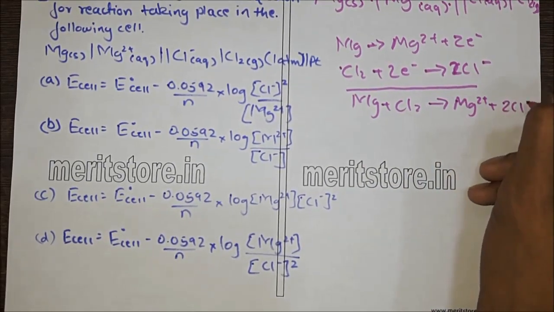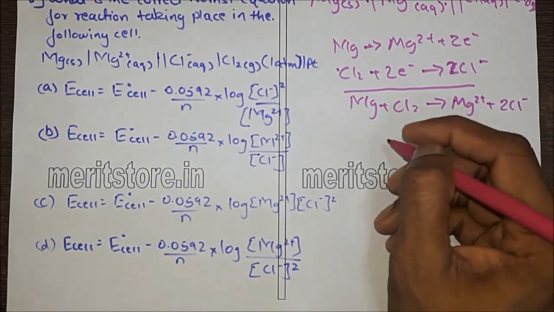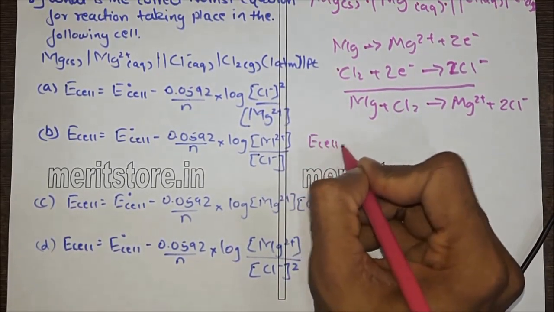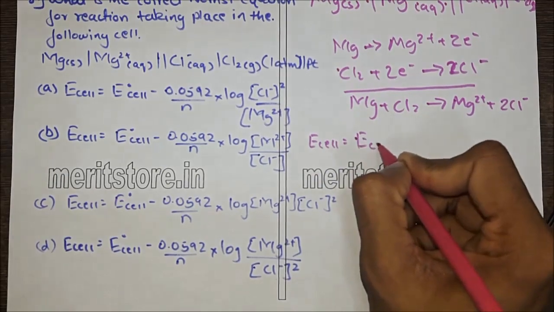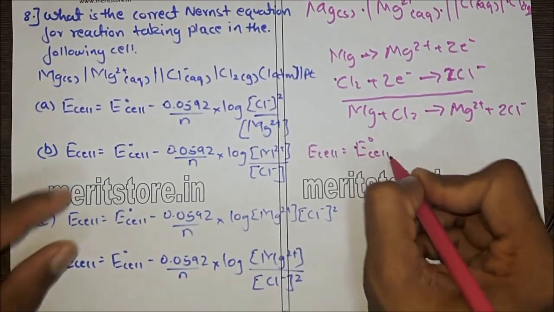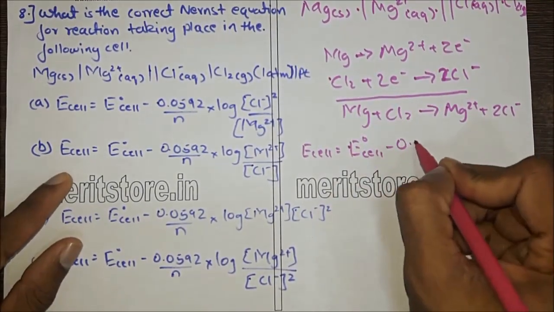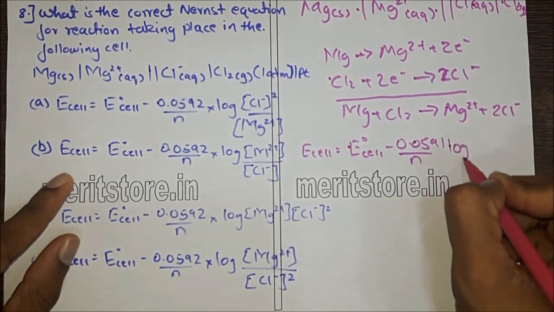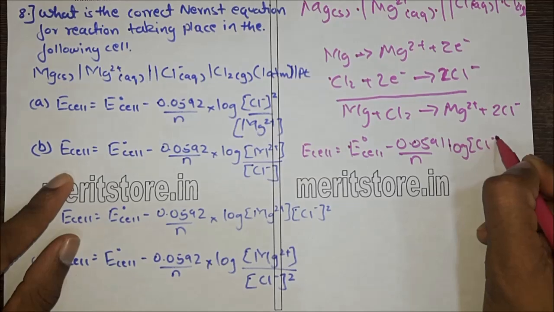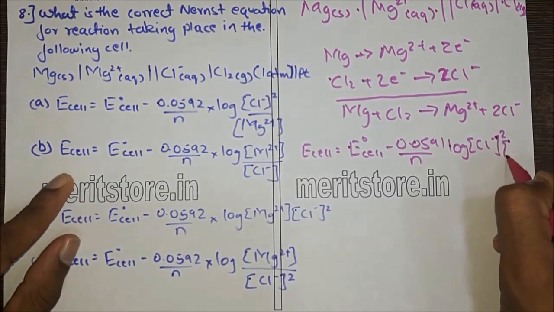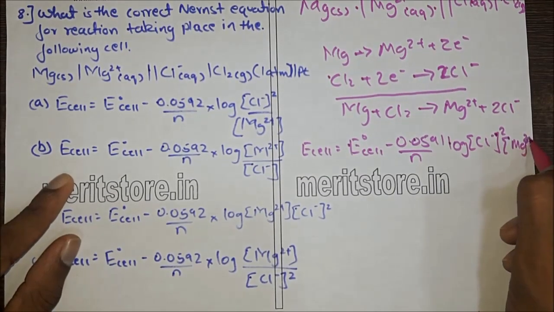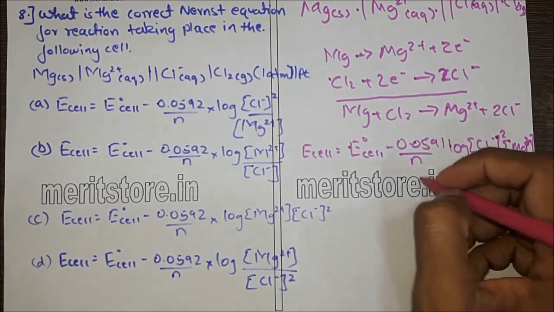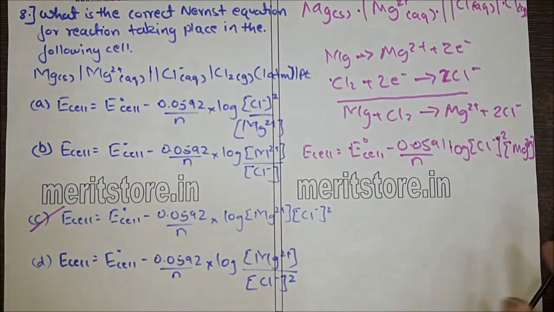So the Nernst equation can be written as E cell equals E0 cell minus 0.0591 upon n log [Cl-]^2 [Mg2+], which is, we see our answer matches the option C. Therefore option C is the correct answer.